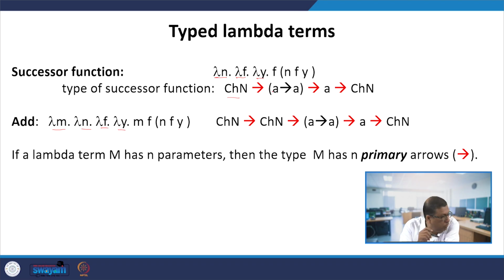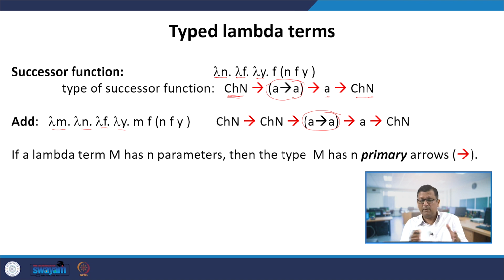That means this is within that parameter. This parameter is a function, so within that this is there. It is a parameter. Outside is the type. So, that means n is of type Church numeral, f is of type something, that we will not consider here. y is say this. So, there are 3 red arrows and output type is 1. So, this is the thing.